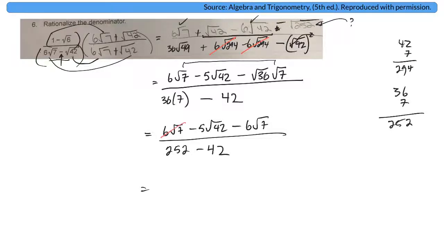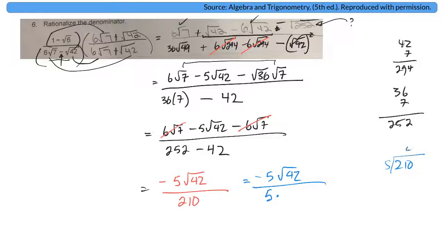So the top, this and this are the same. So I'm just left with minus 5 root 42. And on the bottom, 252 minus 42 would be 210. At this point, I'm feeling pretty good. But I can simplify it a little bit further because 5 will divide evenly into itself and into 210. So I could rewrite this as negative 5 root 42 over 5 times something. What's 210 divided by 5? 42.